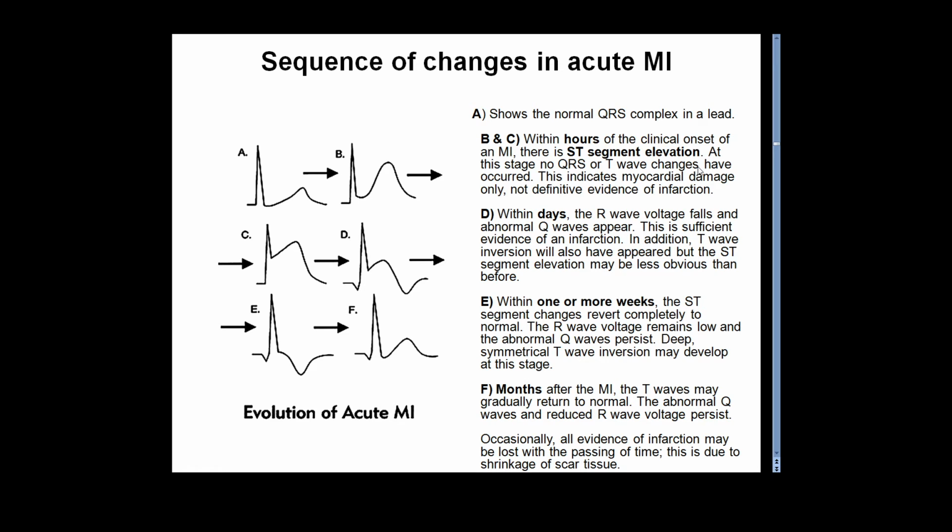ST segment changes revert completely to normal. This is typical for the subacute period. The R wave voltage remains low and the abnormal Q wave persists. Deep symmetrical T wave inversion may develop at this stage. E is the subacute period.